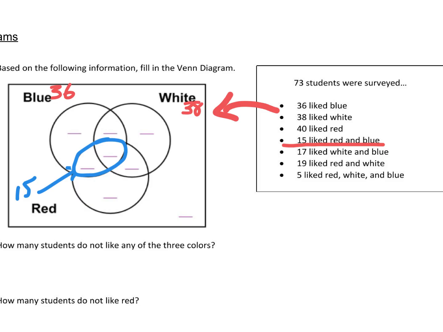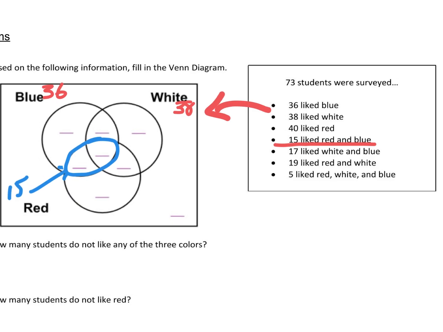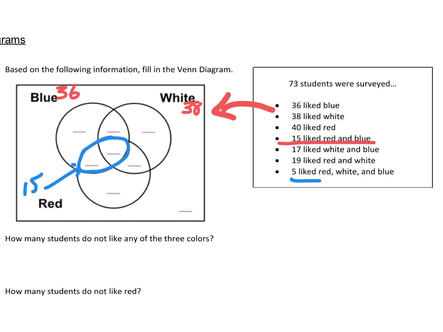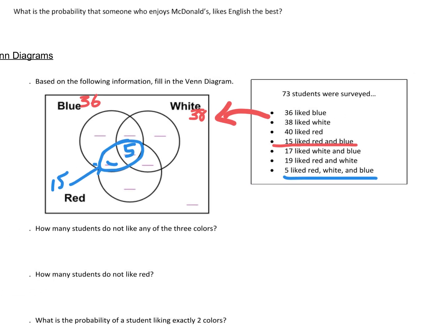I will tell you what the key always is. The thing in the middle. So if we know the thing in the middle, 5 liked red, white, and blue. As soon as we know that's 5, then right away things start falling into place. Because now that 15 makes sense, because this plus the 5 makes 15, and then you'll know what goes there, and do it like that. So I got you started on that problem.